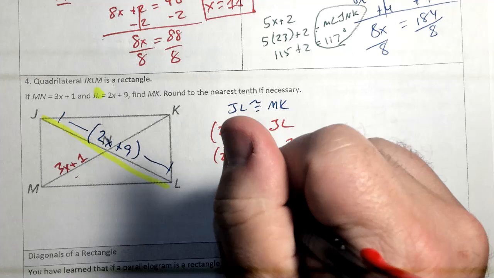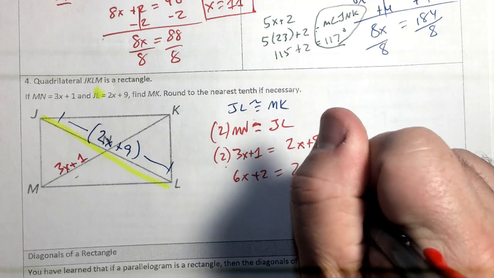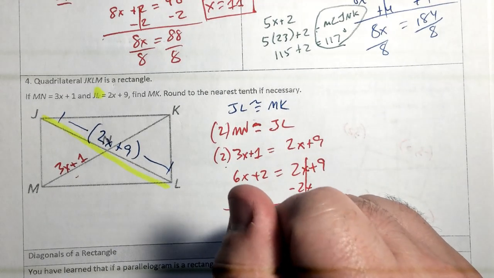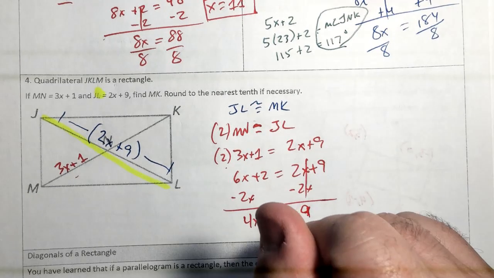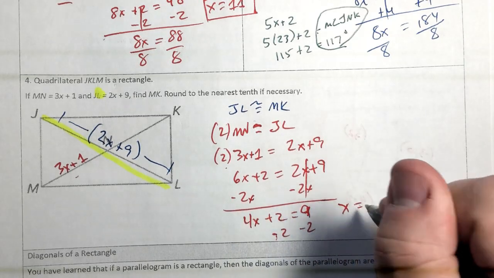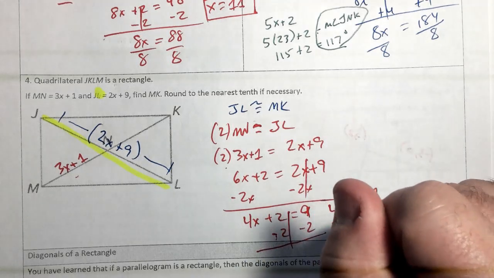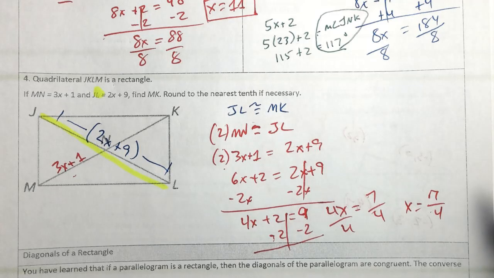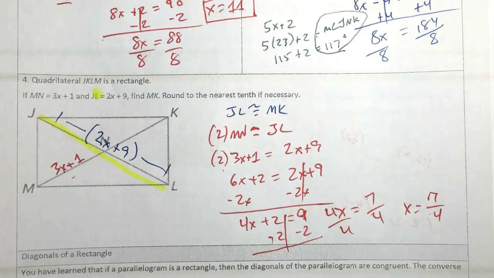So we distribute the 2 first. 2 times 3 is 6x. 2 times 1 is 2. 2x plus 9. Subtract the 2x from both sides. 6 minus 2 is 4x plus 2 equals 9. Subtract the 2. 4x is going to equal 7. Divide both sides by 4. X is 7/4. All right, so 7/4 now.